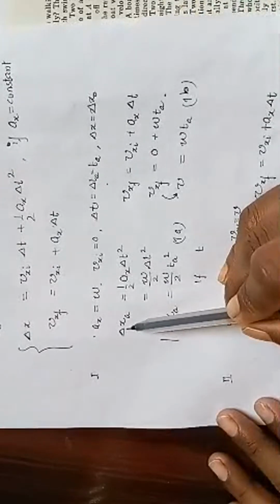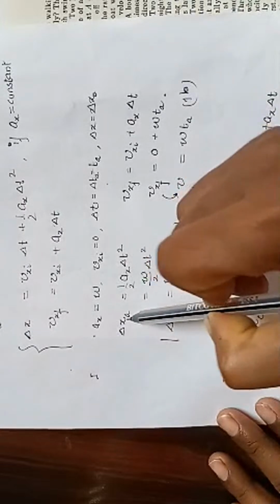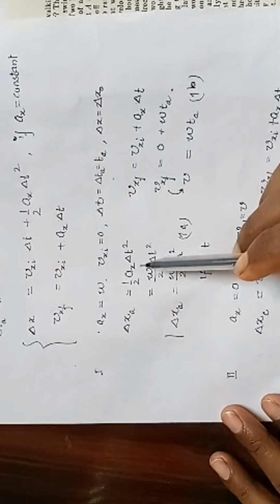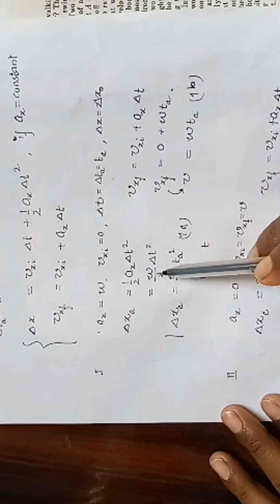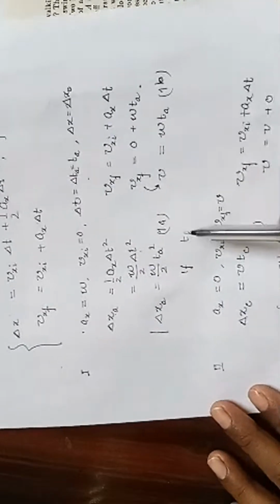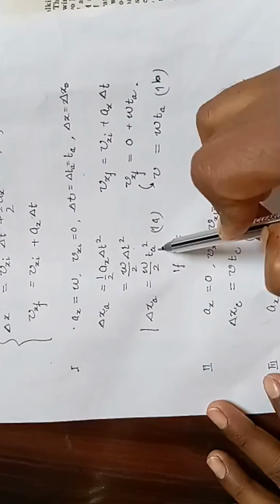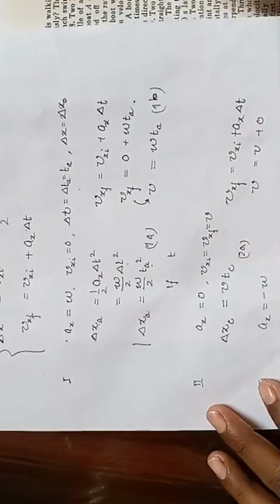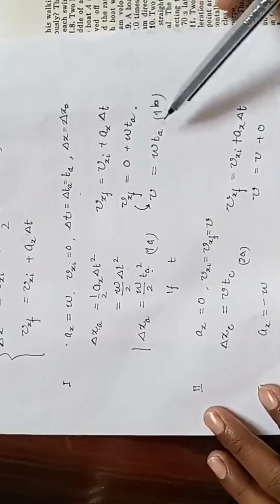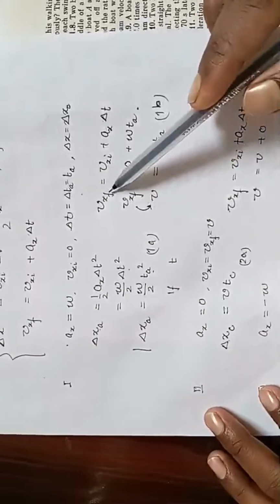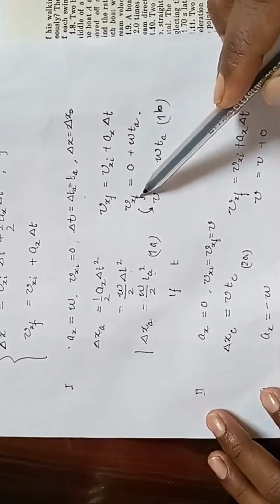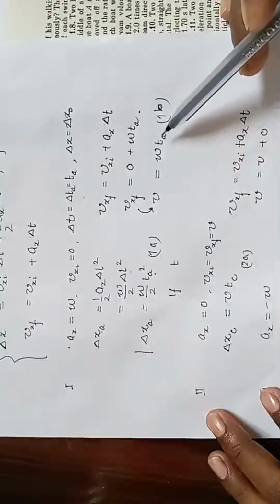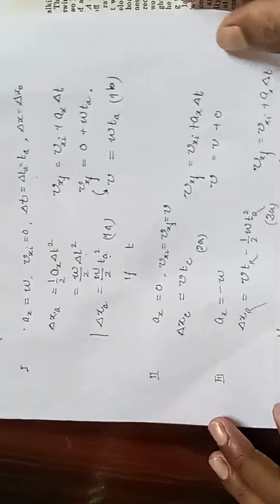This is delta x_a. The subscript a is used for accelerated motion. a_x is taken as this, delta t, delta t, this is t square. So this is for the first case, 1a. This is for the velocity, final velocity. Suppose for simplicity, this is v and t.